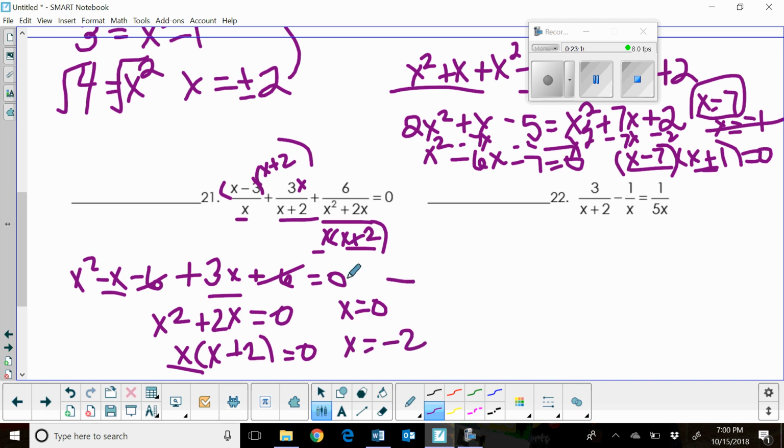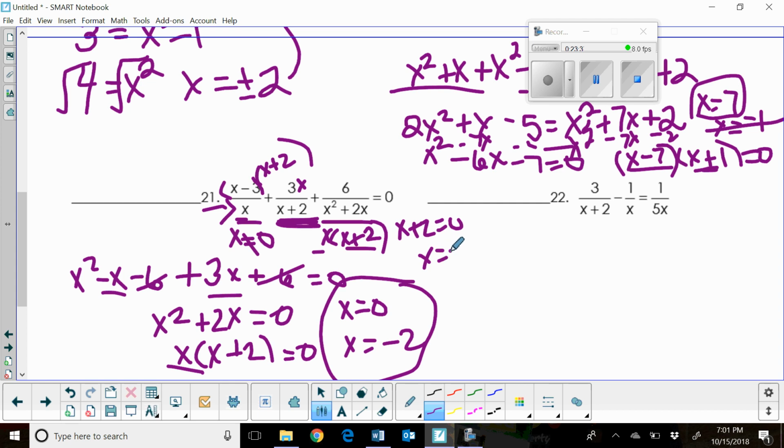Okay, so those are our solutions, but we need to go back and check and see what makes our denominator 0. Well, x equals 0 will make this denominator 0, so x cannot be 0. This one, x plus 2, if you set it equal to 0, our eliminated solution would be negative 2. Well, those are the two answers we just got. So guess what? We can't use any of them. And this one has no solution. All that work for no solution. But that one has no solution.